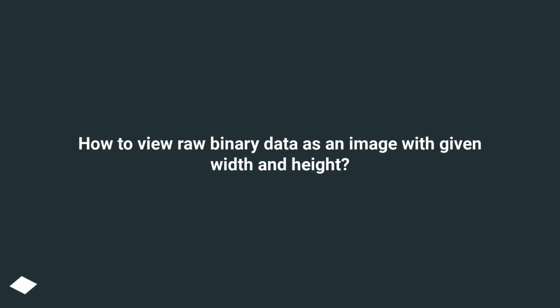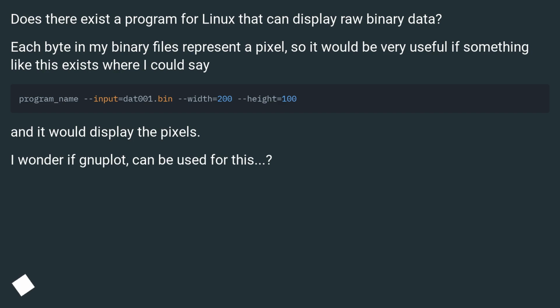How to view raw binary data as an image with given width and height. Does there exist a program for Linux that can display raw binary data? Each byte in my binary files represents a pixel, so it would be very useful if something like this exists where I could say, and it would display the pixels. I wonder if Gnuplot can be used for this?